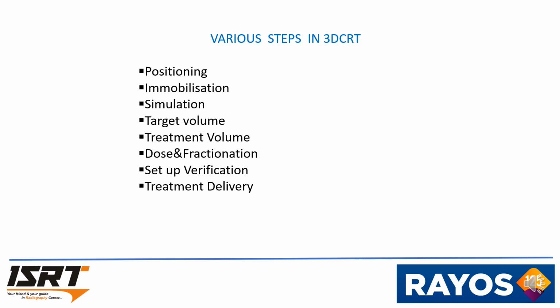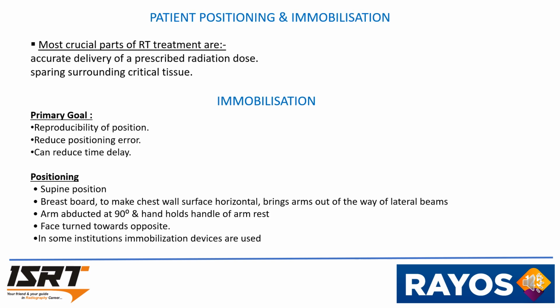Various steps in 3D CRT: positioning, immobilization, simulation, target volume, treatment volume, dose and fractionation, setup verification, then treatment delivery. Patient positioning and immobilization. The most crucial parts of RT treatment are accurate delivery of a prescribed radiation dose while sparing surrounding healthy tissue. To achieve this, immobilization must be used. Our primary goal is reproducibility of position. A reduced positioning error can reduce time delay.